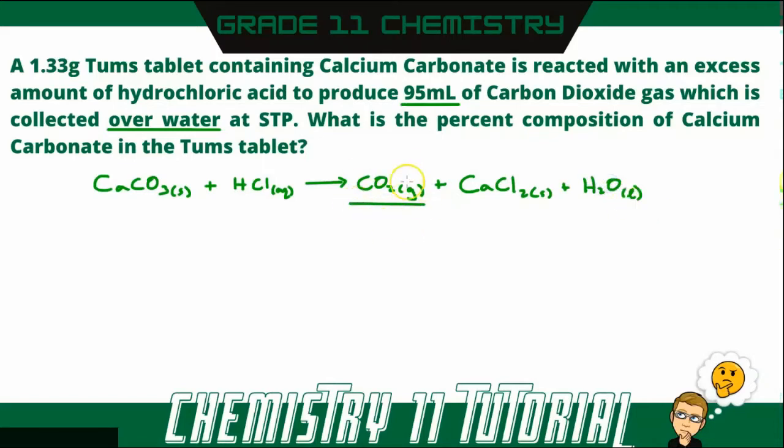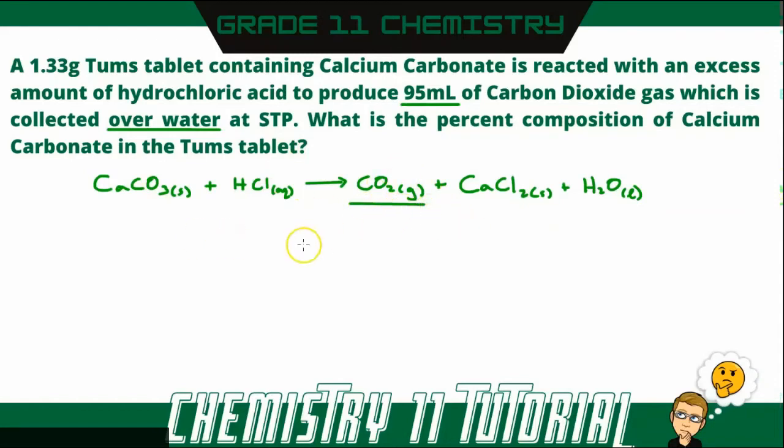Now what I want to do is find the number of moles of carbon dioxide there is. Whenever you're doing stoichiometry, that's a mole to mole ratio. So if I can figure out the number of moles of carbon dioxide, then I'll know the number of moles of calcium carbonate, which is what the question is asking us. It wants to know the percent composition of calcium carbonate in the Tums tablet. Alright, so let's figure out how many moles there are.